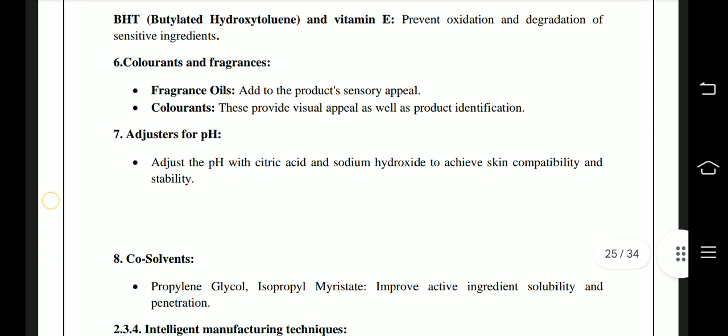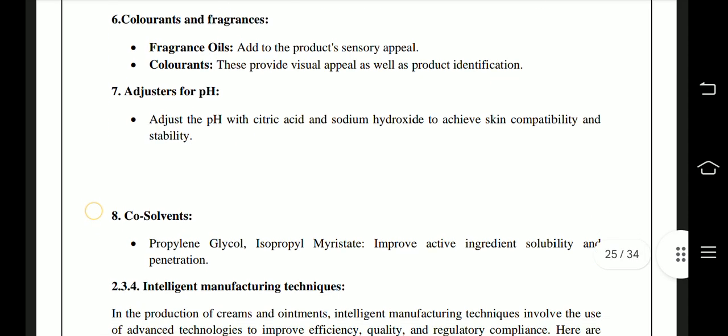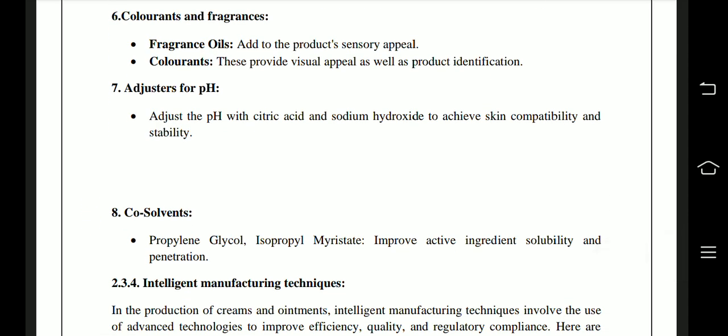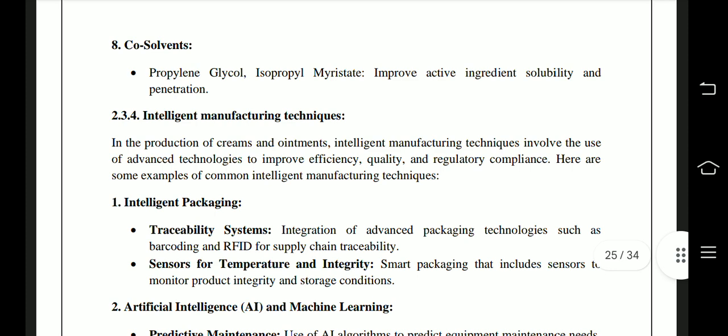Sixth one is colorants and fragrance. Fragrance oils add to the product's sensory appeal. Colorants provide visual appeal as well as product identification. Adjusters for pH: adjust the pH with citric acid and sodium hydroxide to achieve skin compatibility and stability. Co-solvents, propylene glycol and isopropyl myristate, improve active ingredient solubility and penetration.